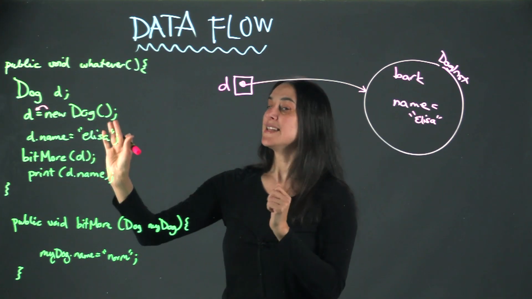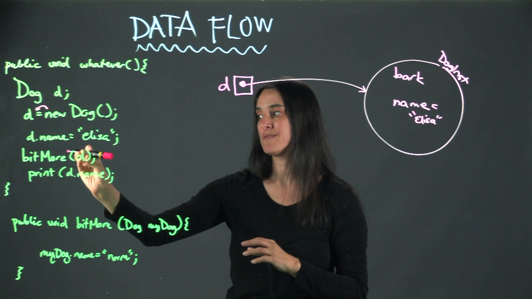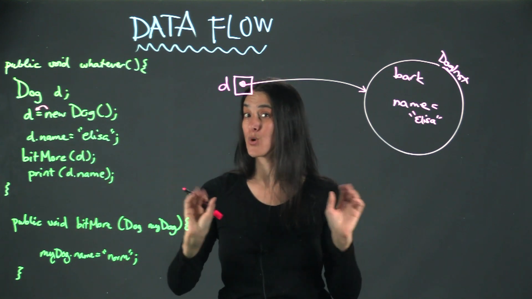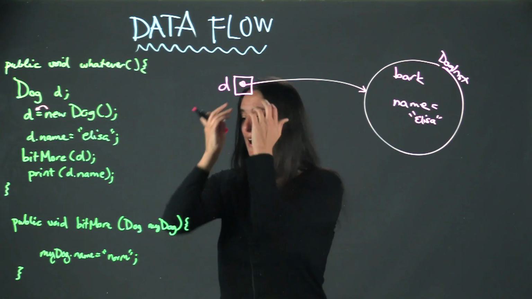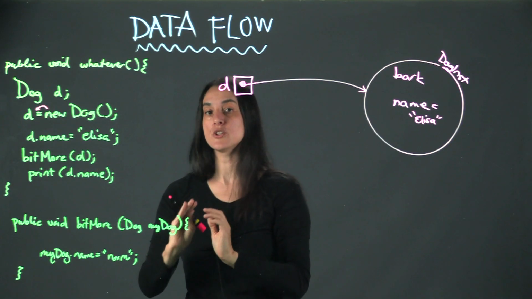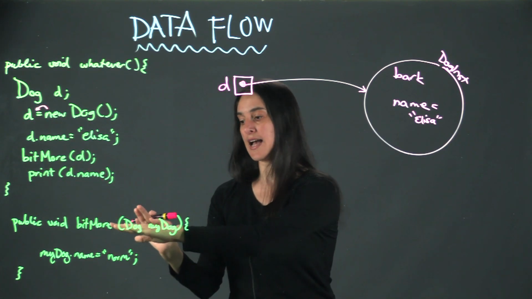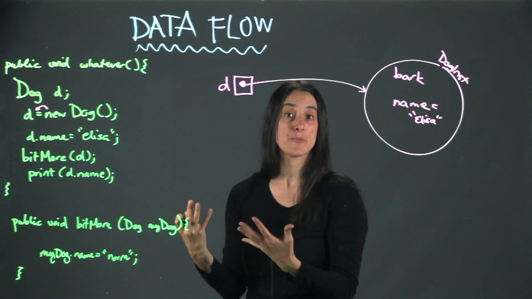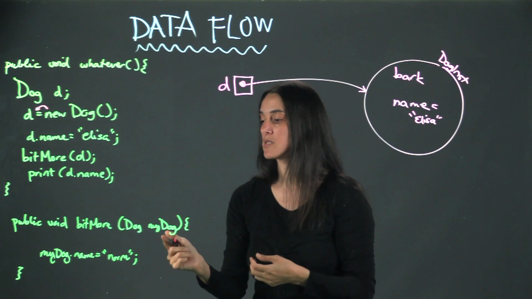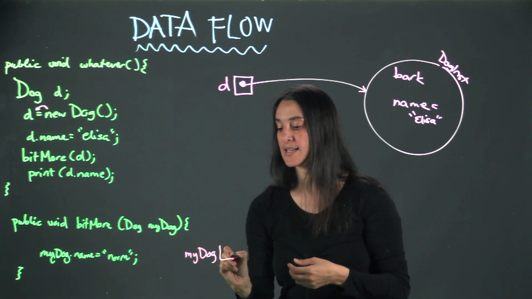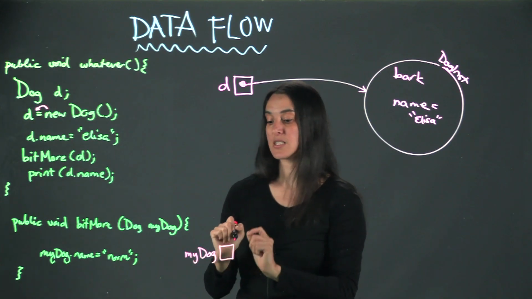Great. Now we're going to pass our dog, D, into our little method. This time it's called bit more, because it does a little bit more. So we're passing D into bit more. We call this method, and the first thing that happens is it reads the parameter list and sets these up as local variables. So we have my dog, and it gets its little reference spot.